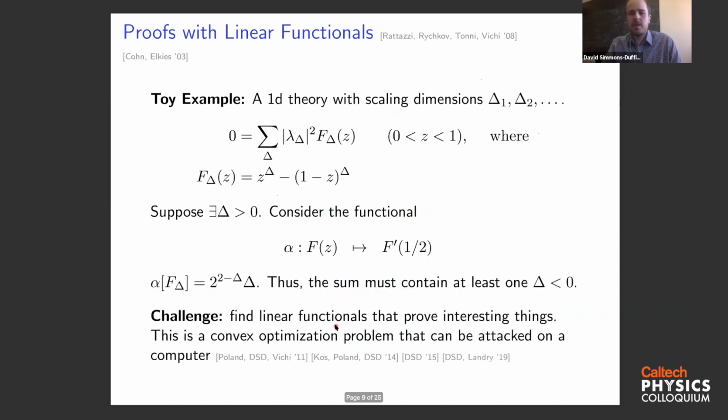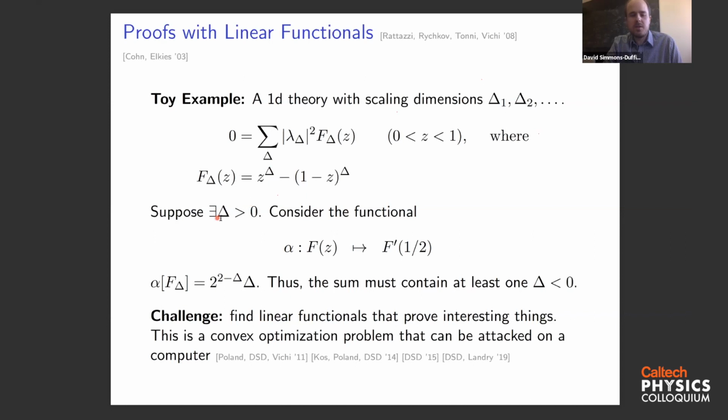Okay, let me give a toy example of this functional procedure just for concreteness. Let's think about a toy one-dimensional theory. This theory is characterized by a list of scaling dimensions. And let's suppose we have a consistency condition in this theory, which says that a sum of positive stuff times a function that we know is 0. And the function that we know, the example I'll take is this one: z to the delta minus 1 minus z to the delta.